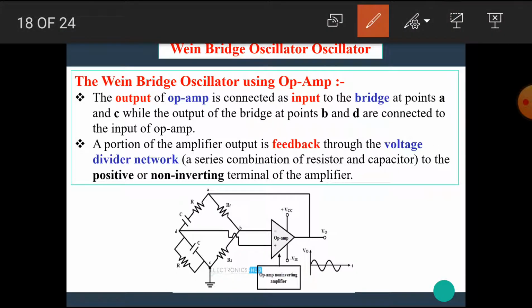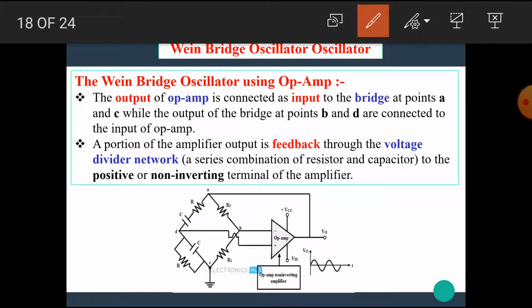Okay, now let's see the Wien bridge oscillator using an op-amp. This is the op-amp. Op-amp stands for operational amplifier, and here it is used as a non-inverting amplifier. That means whatever the input phase is, the output phase is the same as the input phase. This is called a non-inverting amplifier.